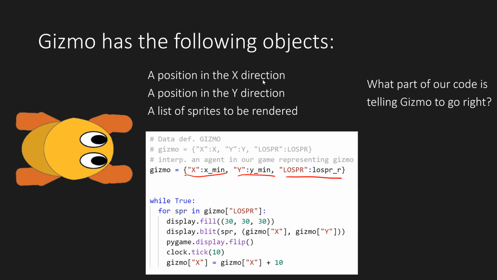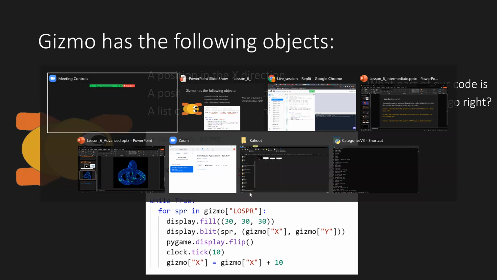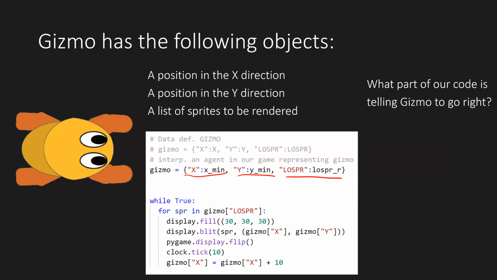Okay, Neil says X minimum. Excellent, thank you, Neil. What do you think, Claire? Which of these elements is telling us that Gizmo is going to the right? Because at the beginning of our animation, Gizmo is definitely going to the right. So what is telling it? X minimum. Okay, excellent answers, you two. So intuitively, we know that has something to do with X, right? Because X is the left to right direction.